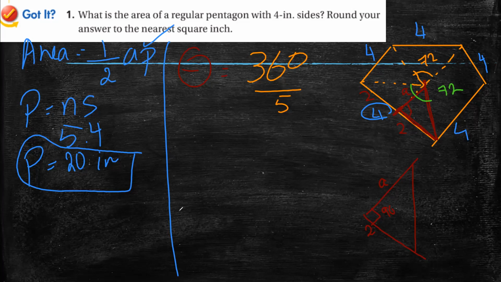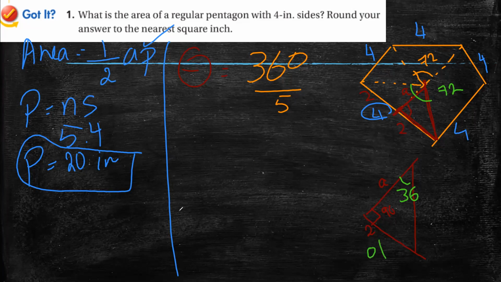So if the big one is 72, and the bisector cuts the angle and also cuts the side, what will the vertex angle be? It will be half of 72, which is 36. Now, is my triangle ready? Yes, I have 2 sides and 1 angle.